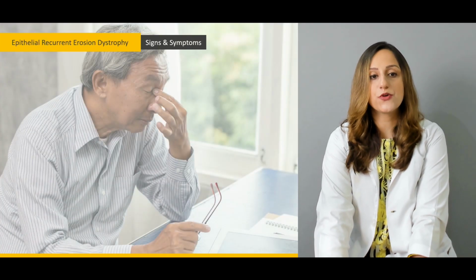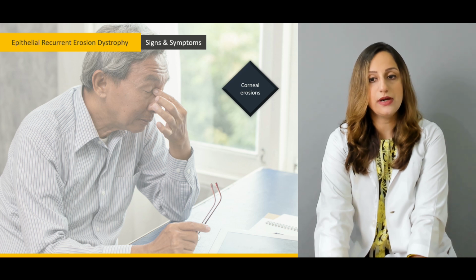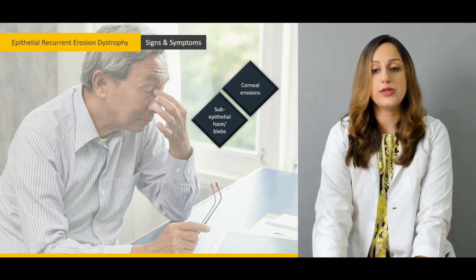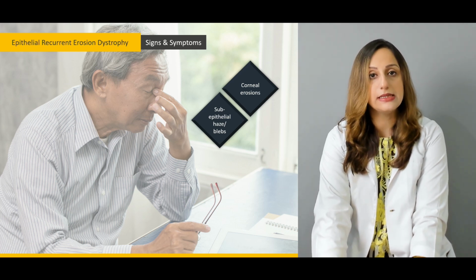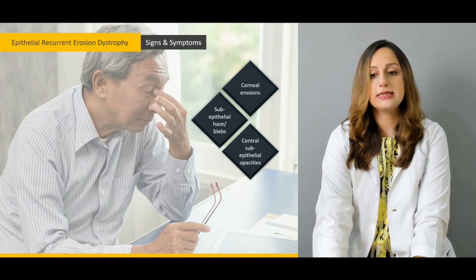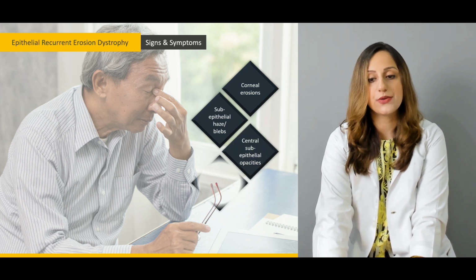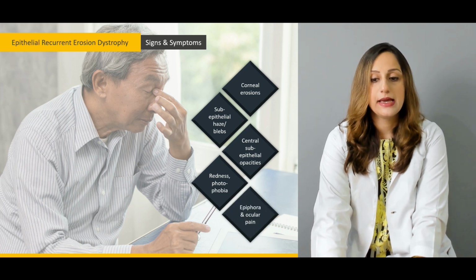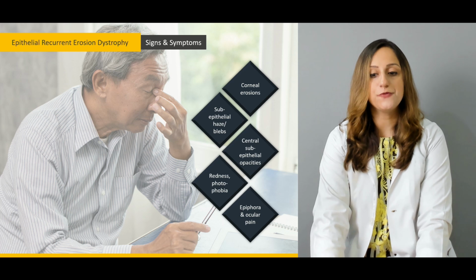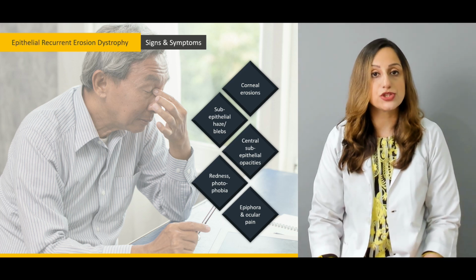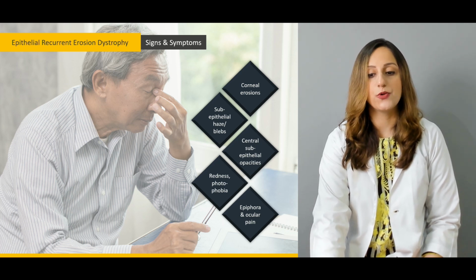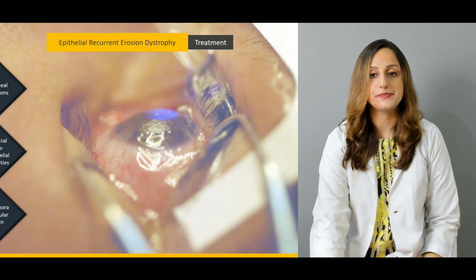The signs and symptoms for epithelial recurrent erosion dystrophy are the corneal erosions noted for these kids, and we'd be looking for the subepithelial haze blebs on examination. The central subepithelial opacities are noted, and redness and photophobia are usually complained of by the child himself. Epiphora and ocular pain. Epiphora is the excessive lacrimation, as it is termed clinically, and ocular pain is also complained of by these children.